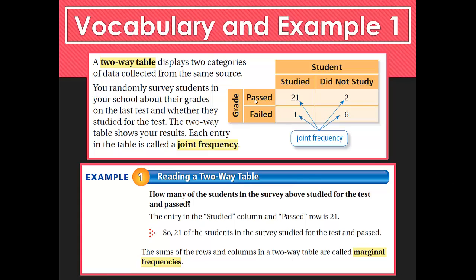You can see that here if we have passed and did not study, that would be 2. And you can see failed and studied would be 1, and failed and did not study was 6. The sums of the rows and columns in a two-way table are called marginal frequencies.